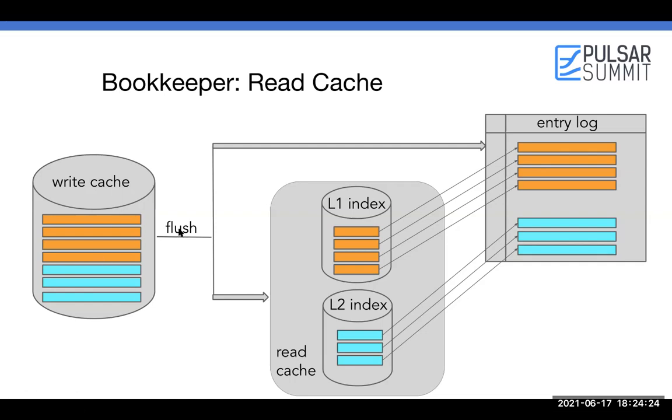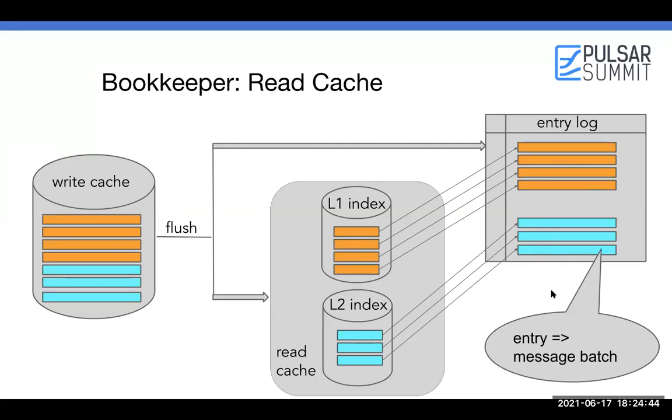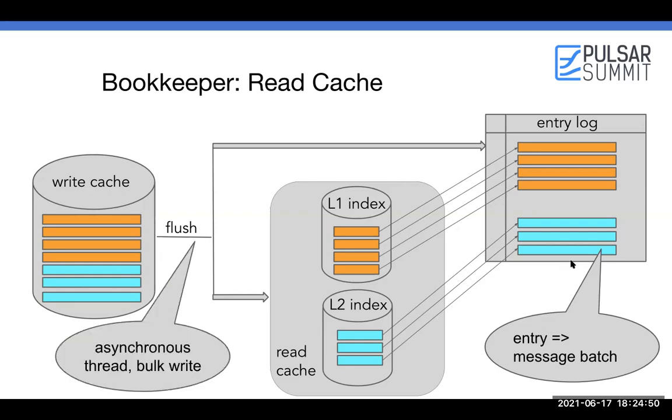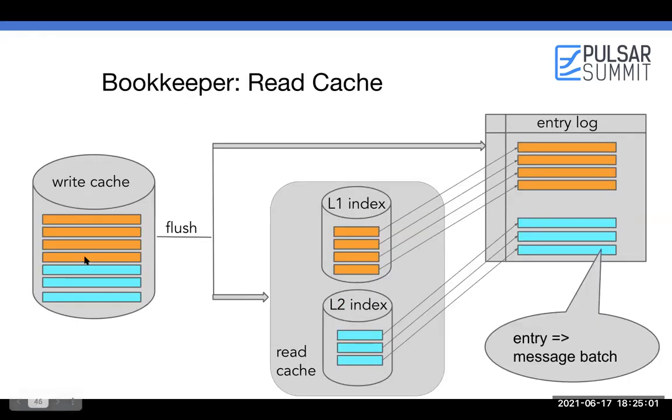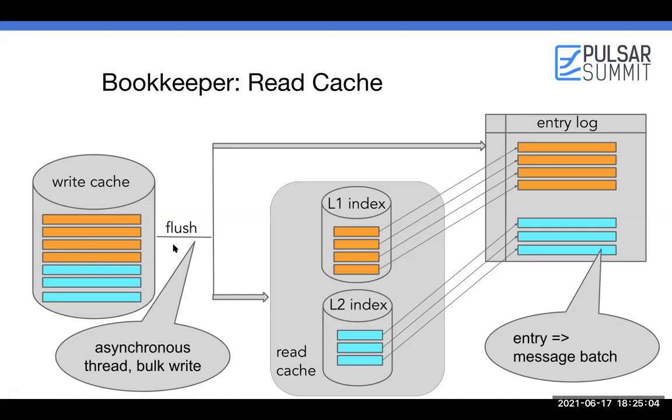So when it flushes, it writes to the read cache, and it also writes to the entry log file. While there is a read cache in memory, everything that is written to the entry log file is also written to an index store. We talked about this. Every entry in Bookkeeper is actually a batch of messages in Pulsar, and this flush happens asynchronously. So if you go back and look at this API, it writes to the journal and write cache, and then just returns, and then the flush happens asynchronously.